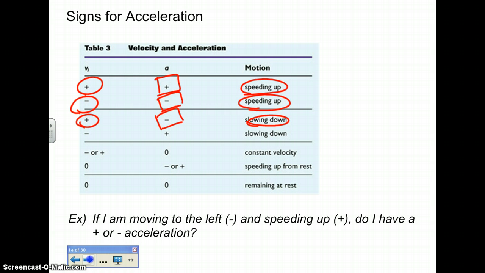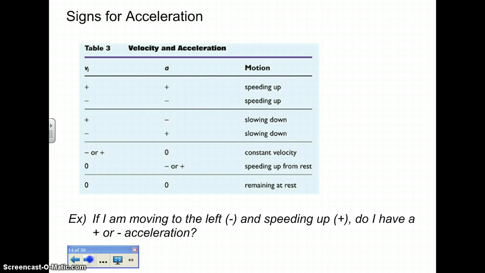So see how they're looking at two signs to figure out if it is a positive or negative acceleration. So that's kind of what I want you to assess when you're reading these problems. Make sure you're checking the direction as well as what the sign of the magnitude is that you're dealing with. Okay, so it says if I am moving to the left and speeding up, do you have a positive or negative acceleration? Well, left is negative and speeding up is positive. So a negative and a positive would give you a negative acceleration for your final answer.